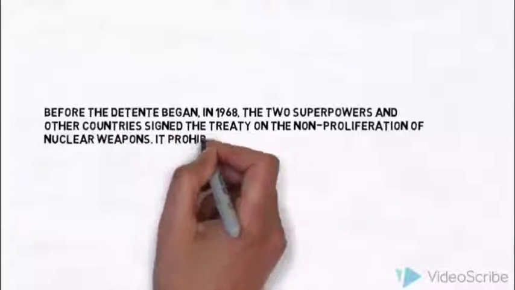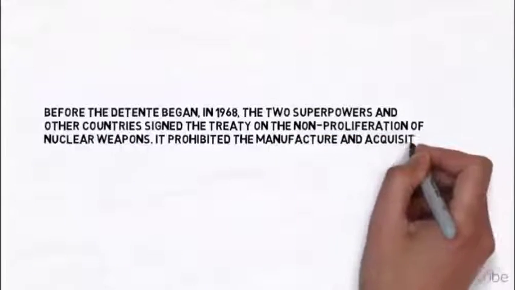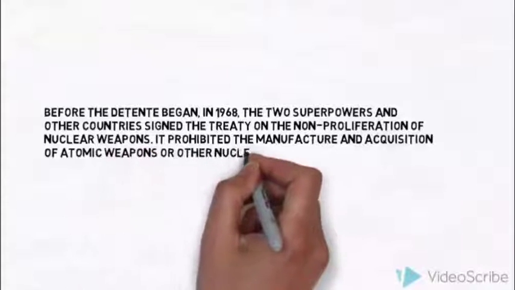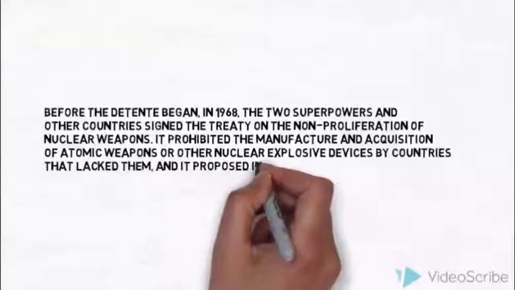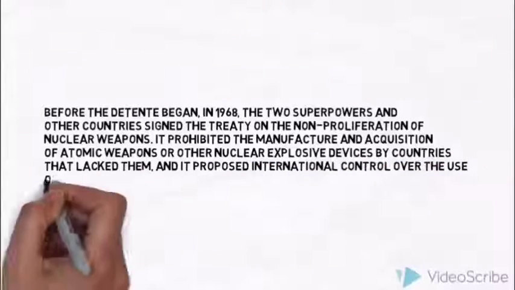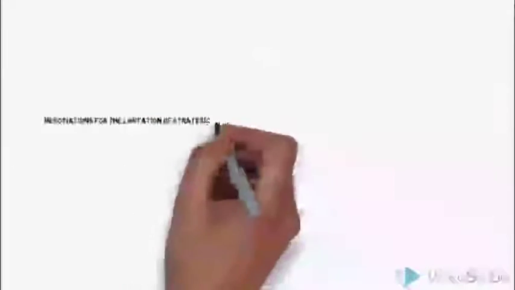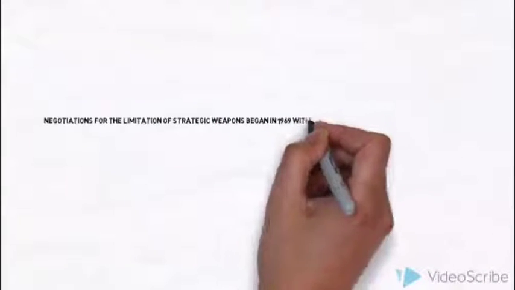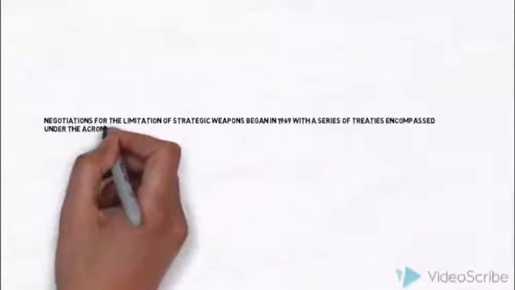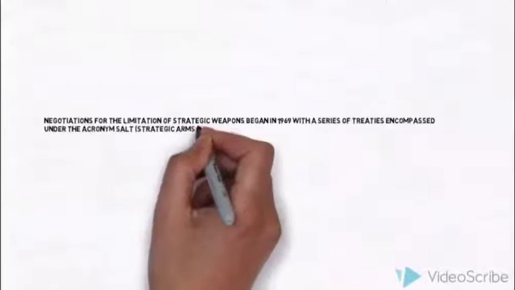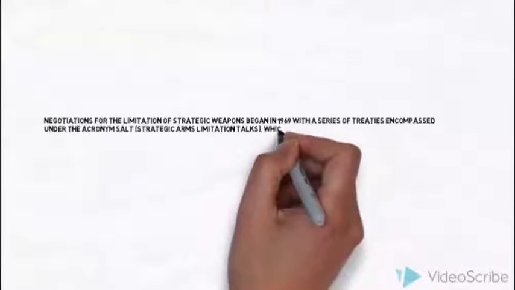Non-Proliferation of Nuclear Weapons. It prohibited the manufacture and acquisition of atomic weapons or other nuclear explosive devices by countries that lack them, and it proposed international control over the use of nuclear energy. Negotiations for the limitation of strategic weapons began in 1969 with a series of treaties encompassed under the acronym SALT, Strategic Arms Limitation Talks, which led to the signing in Moscow of the SALT I Agreement in 1972.